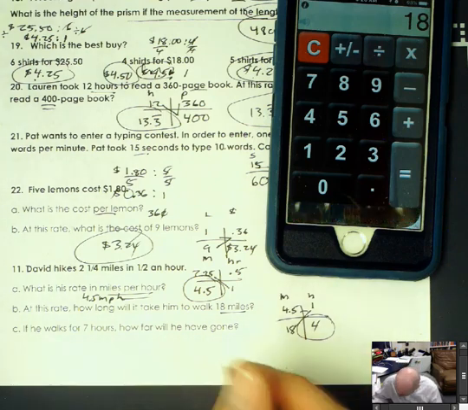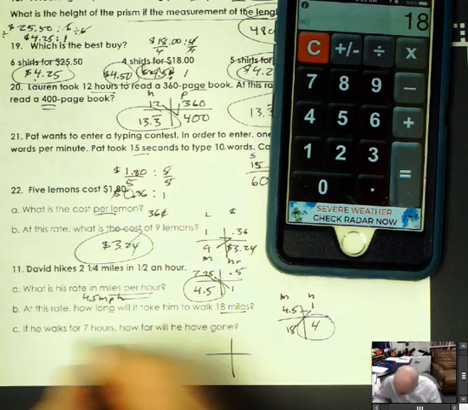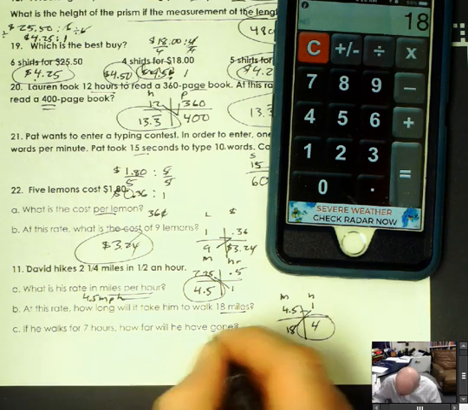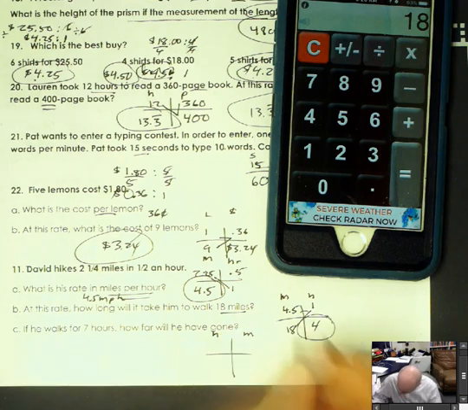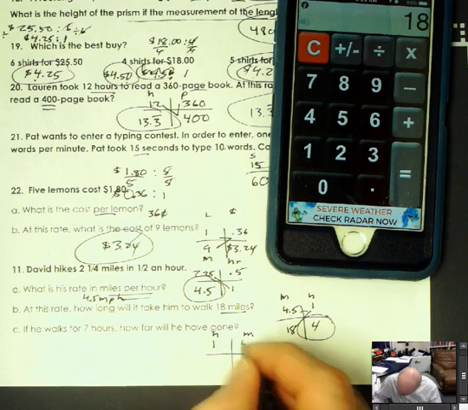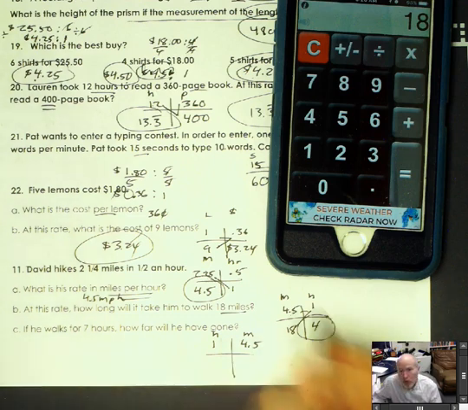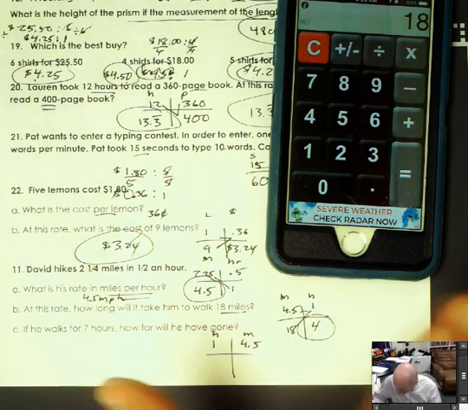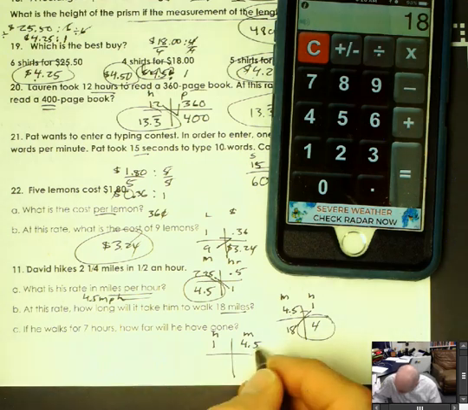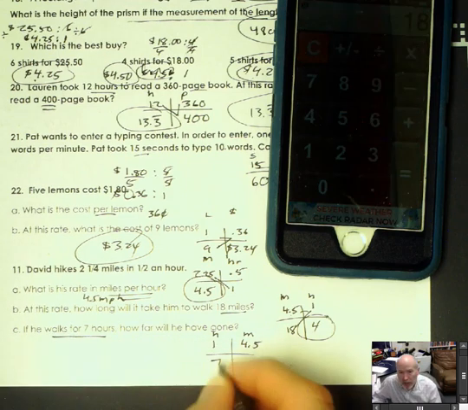All right, this last one is the one that throughout the ages has given kids fits, and so I'm just going to walk you through it. If he walks for 7 hours, how far will he have gone? So we're going to go hours and miles, right? Well, we know again that in 1 hour he goes 4.5 miles. And you notice I switched hours and miles and miles and hours. It doesn't matter. We're just making sure we put the number in the right spot. So in 1 hour, he goes 4.5 miles. If he walks for 7 hours, how far will he go?